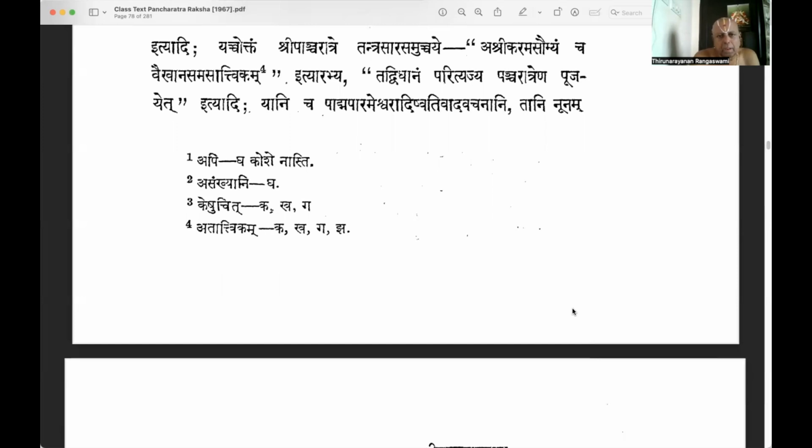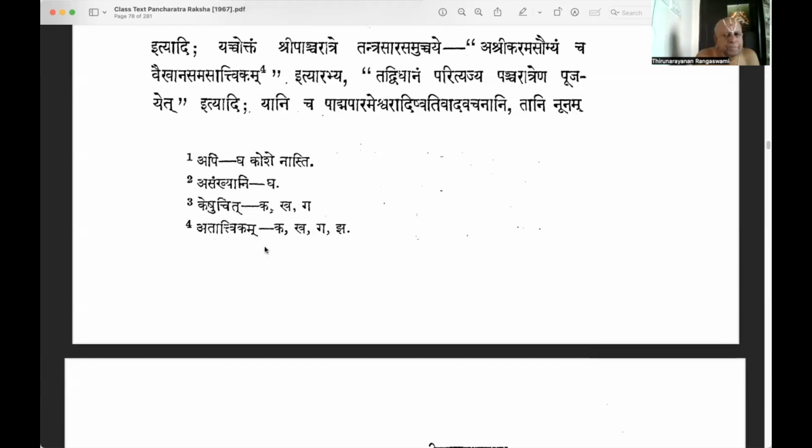Ashrikaram Asaumyam cha Vaikhanasam Asatvikam. Pancharatra vehemently opposes Vaikhanasam. It doesn't like it. So any Pancharatra temple should not at all mix anything from Vaikhanasam.